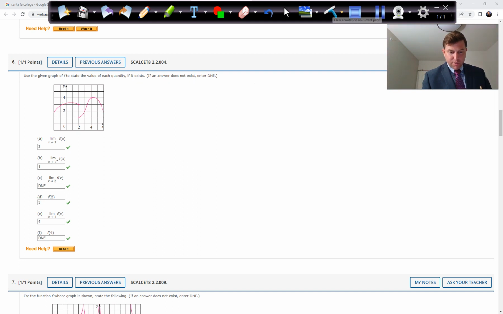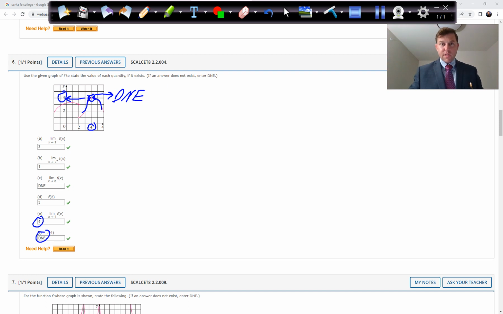Okay, then it wants us to approach 4. Now we're approaching 4 from both sides. From this side, it's approaching that hole. From this side, it's approaching that hole. And that hole has a y value of 4. The numbers are the same; they're not usually the same. They're approaching 4, so you get this 4 here. Now it says f of 4. Well, because that is a hole at 4, this does not exist. Okay, and that's problem 6.